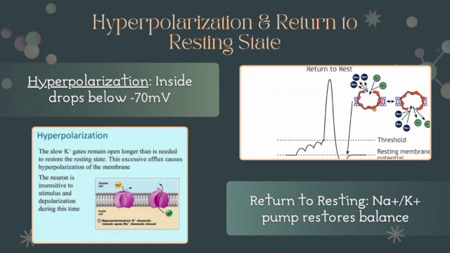Hyperpolarization and return to resting state. After repolarization, the neuron sometimes overshoots and becomes even more negative than negative 70 millivolts. This is called hyperpolarization. But don't worry, the sodium-potassium pump kicks in again, which restores the resting potential so that the neuron can fire back up again.